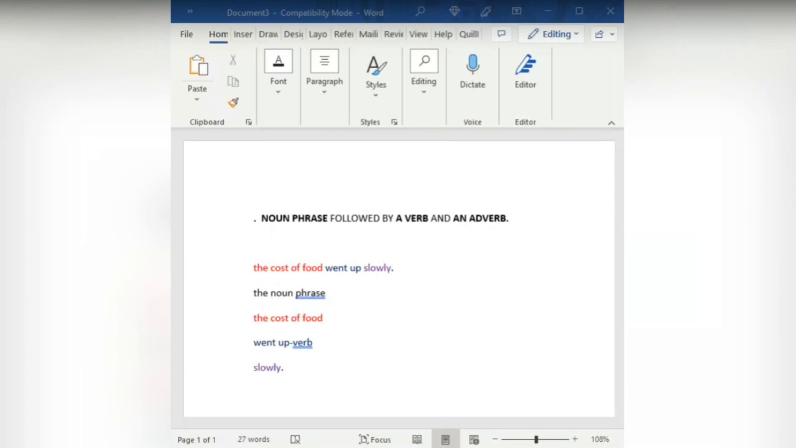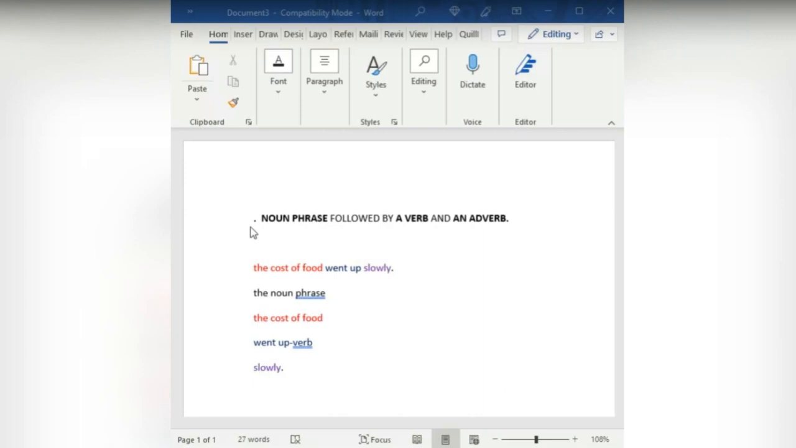So we know that a noun is the name of a particular thing. A noun phrase is like a group of words that is describing the same thing. If you take the cost of food in this sentence, it becomes one particular thing. We are talking about price. So instead of me saying price, I say the cost. So the cost of food shows food price. Okay, so it's a group of words, but it means one particular thing.